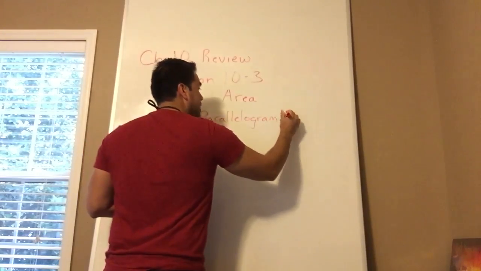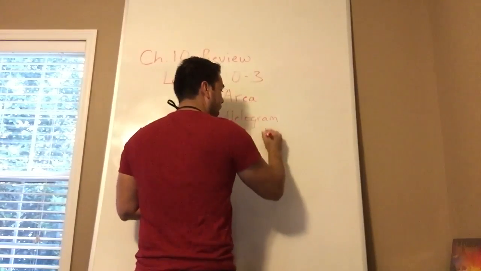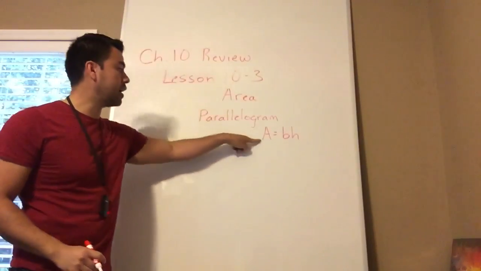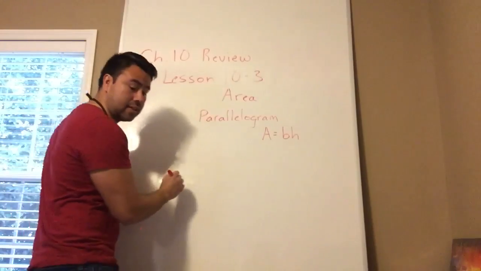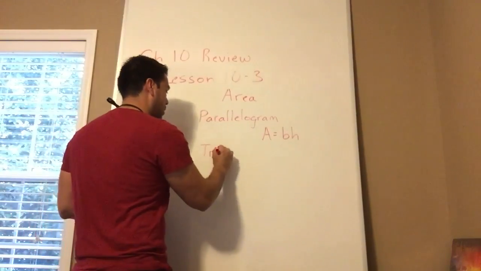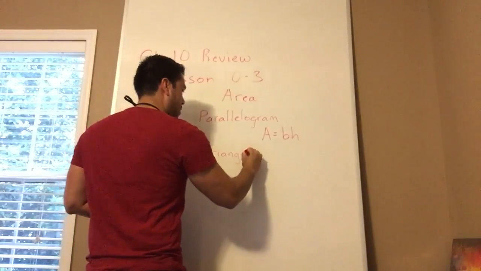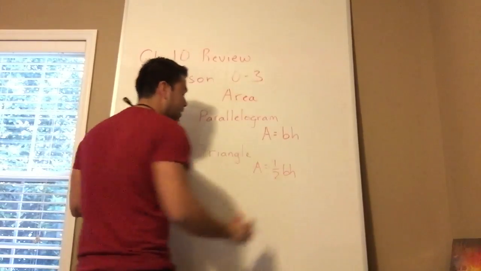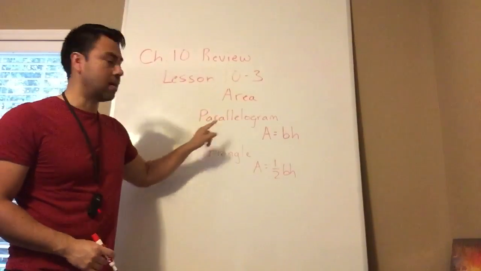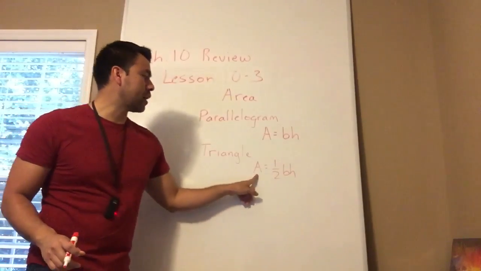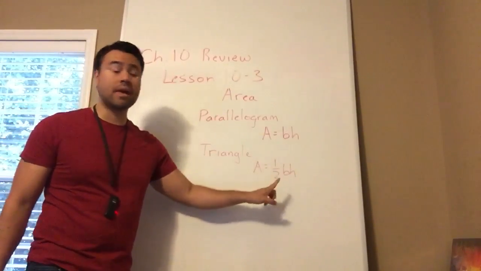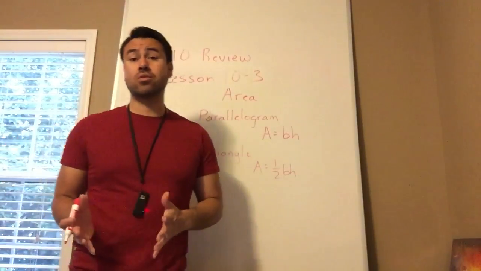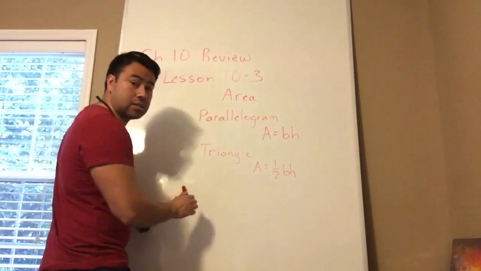Parallelogram: area equals base times height. So that's your parallelogram formula. Then they also gave you a triangle, and that's going to be area equals 1/2 base times height. A triangle is half a parallelogram of the same dimensions. And don't forget, multiplying by half is the same thing as dividing by 2, so you could do it either way, whichever one's easiest for you.